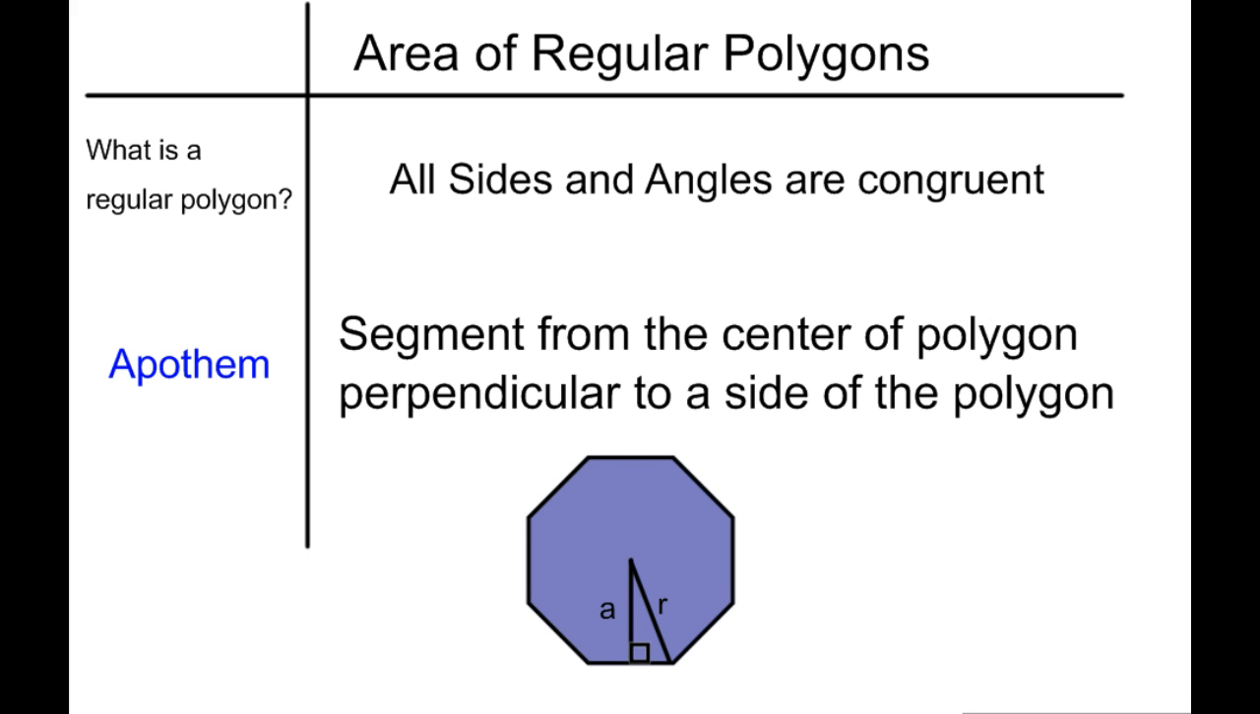Next thing you have to look at is what an apothem is. An apothem is a segment from the center of the polygon that makes a perpendicular line to the side of the polygon. If you look at the picture, the A, that segment that goes from the center down to the middle of the side of the polygon, is the apothem. Right now would be a good time to pause the video, write down all this information, and sketch a diagram of that picture.